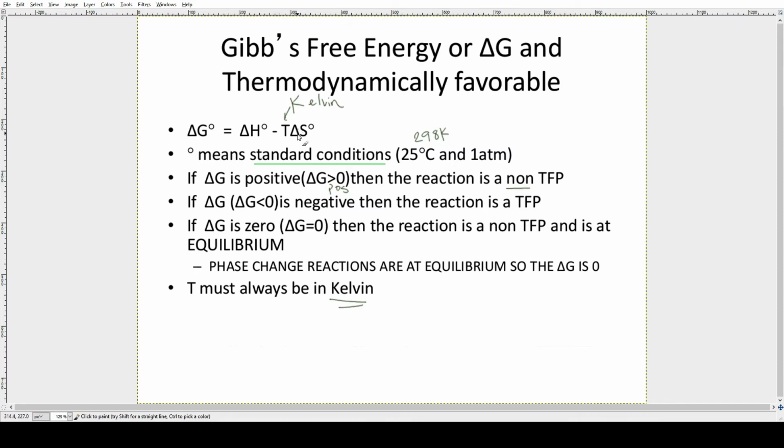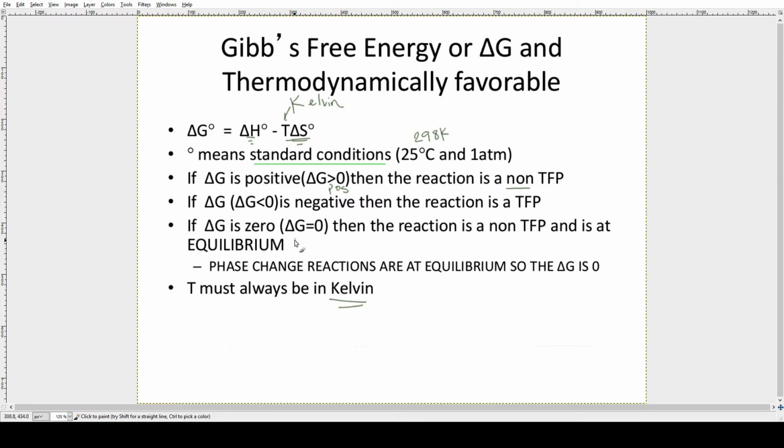So let's think about that. If it is negative, that means that the chunk with the entropy is really large compared to the chunk with the enthalpy. So that would make sense. If it has really high entropy, then it's going to be favorable because the universe likes disorder. However, if we have a really large enthalpy and not very much entropy, then it's not going to be favored because the universe wants there to be a lot of entropy.